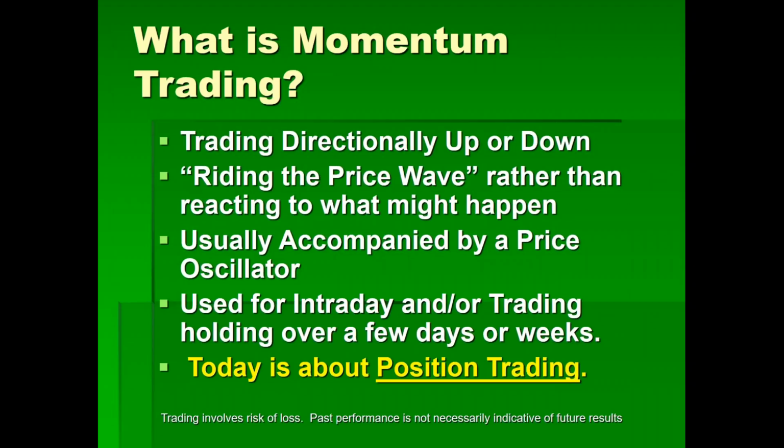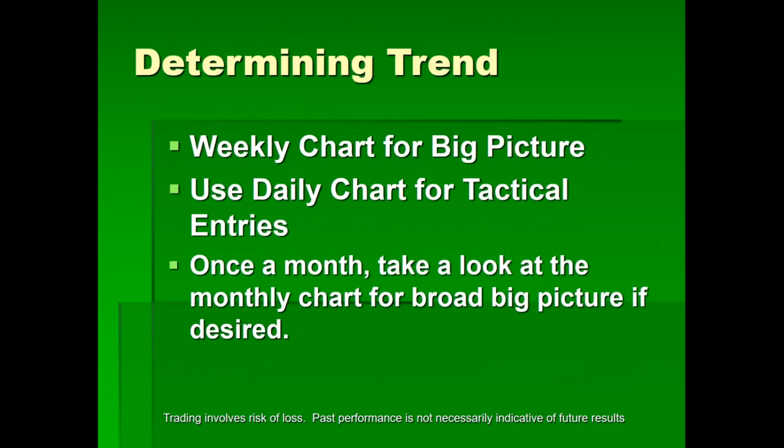And this is usually accompanied by a price oscillator. We use this for intraday or trading that will hold over a few days or weeks. Today I'm going to talk about position trading. So we want to determine the trend. Someone once said, right? The trend is your friend. We're going to look at the weekly chart for the big picture, and we're going to use the daily chart for tactical entries. Once a month, we will take a look at the monthly chart just to give us a very broad, large picture of the market or our instrument, if you would like.